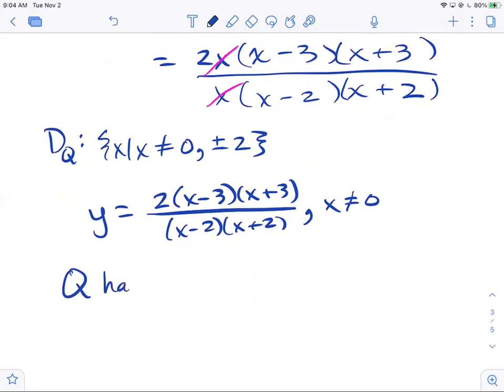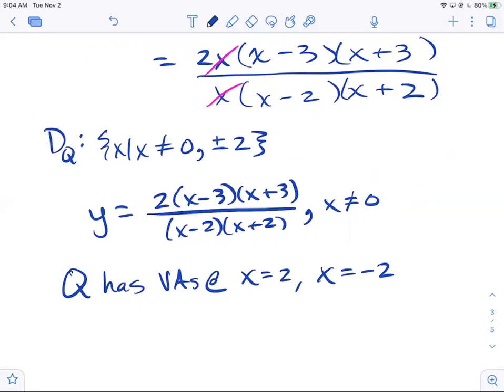So now we'll say that Q has VAs at x equals 2, x equals -2. Remember, don't list those as a conjugate pair because we're not listing x values. We're listing equations, right? So we need to see two equations.